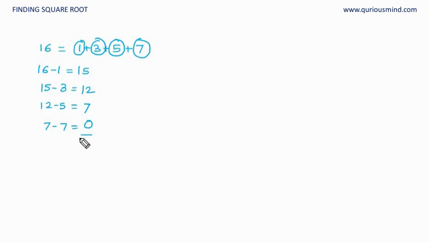And if I reach 0, then the first thing I know is that 16 is a square number. The second thing I know is that the square root of 16 is the number of steps I have taken. So 1, 2, 3, 4. I have done the subtraction 4 times. Hence the square root of 16 is 4. This is the method we will use to find the square root. There are many other methods. We are going to discuss other methods in other videos. But in this video, let's see this method. And let's take a few more examples so that we understand this method correctly.